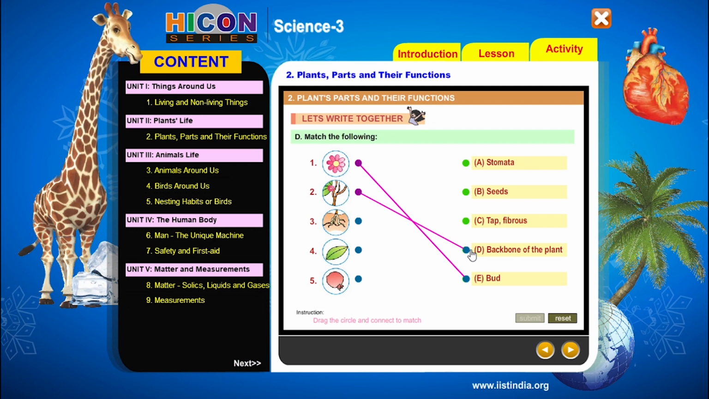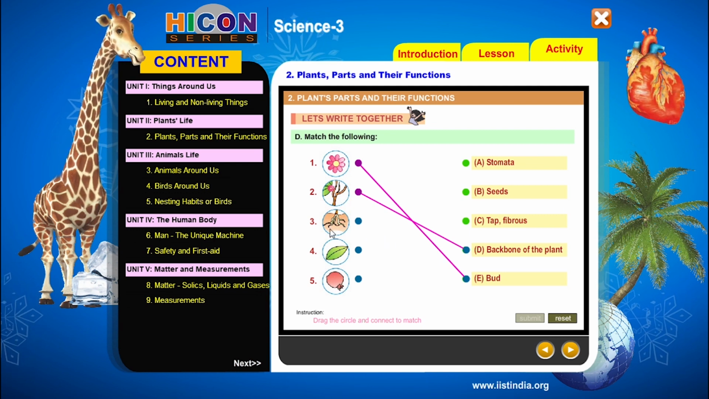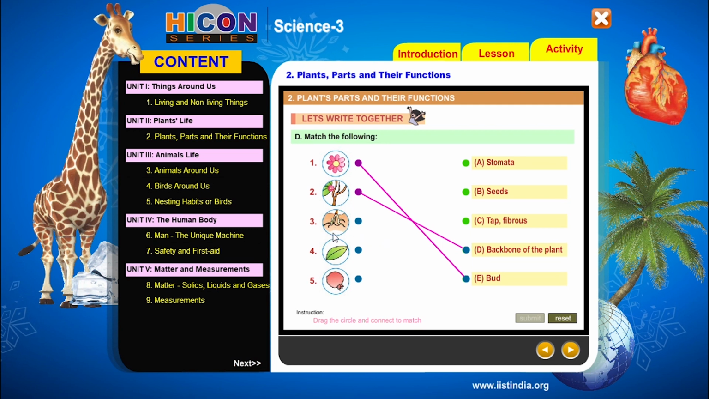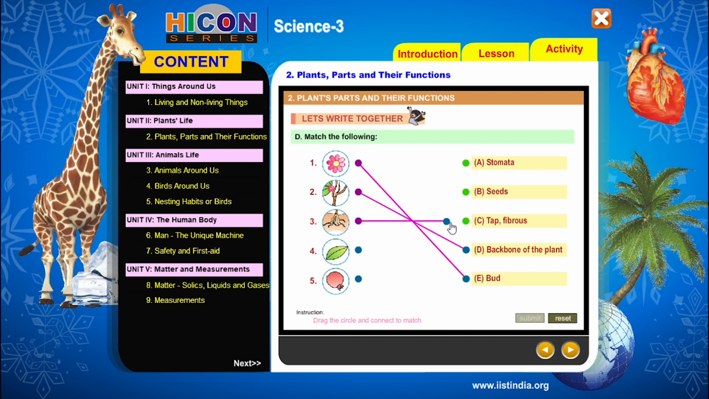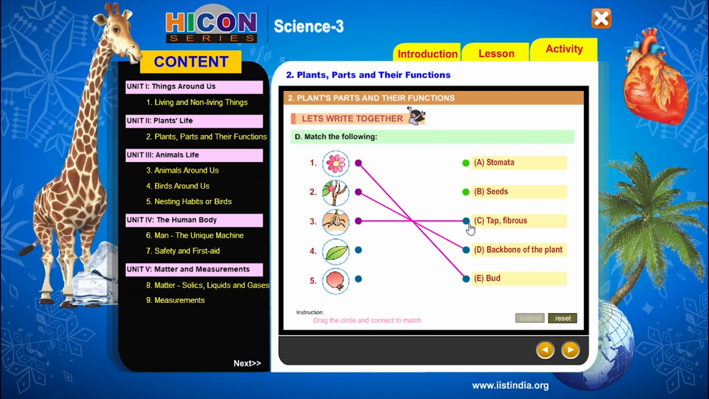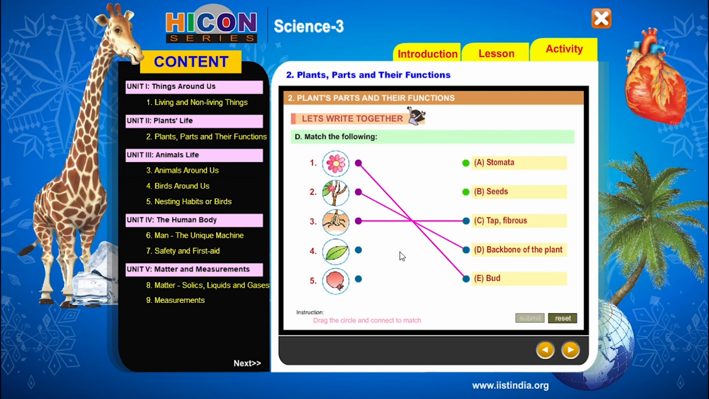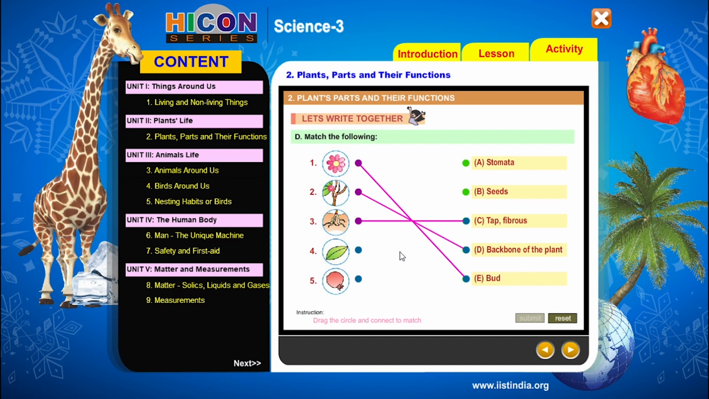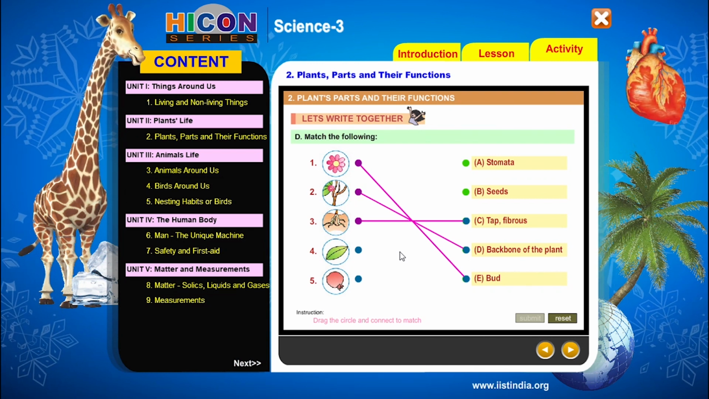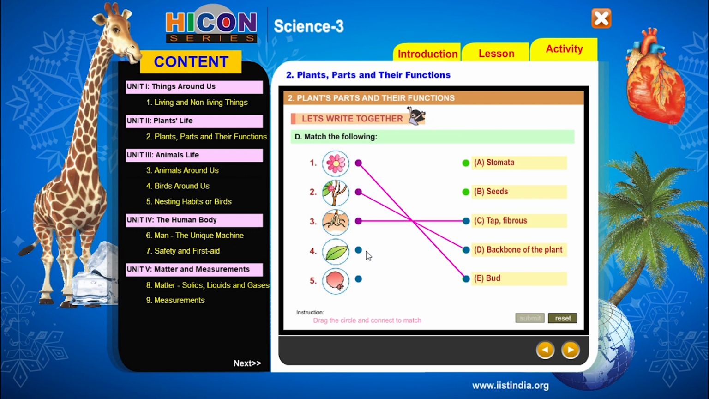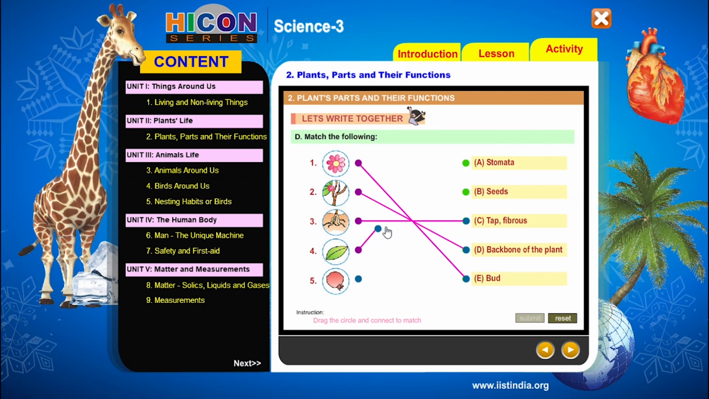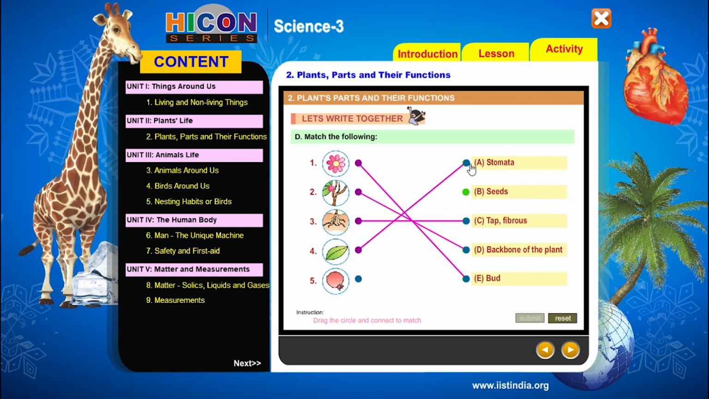Next, third picture. See the third picture, you are observing the roots. In the third picture they have given roots. There are also some tap roots and fibrous roots. So match this with tap and fibrous. Next children, see the fourth one. Here the fourth picture represents a leaf. The leaf contains small pores on its surface. Those small pores on the leaf surface are called stomata. So match this leaf with stomata. So this is the correct pair. Next, see the fifth picture.